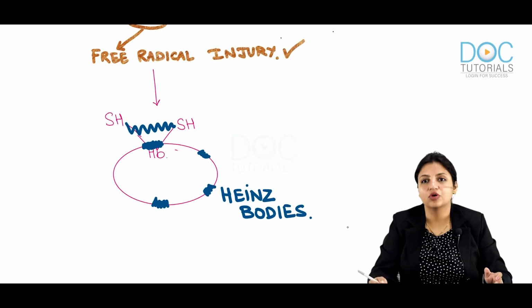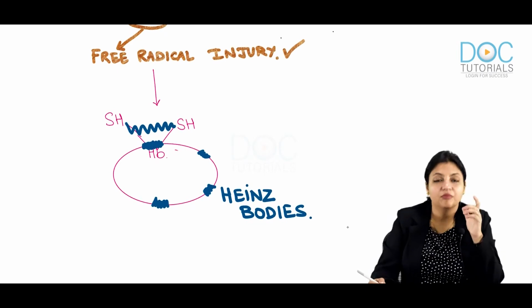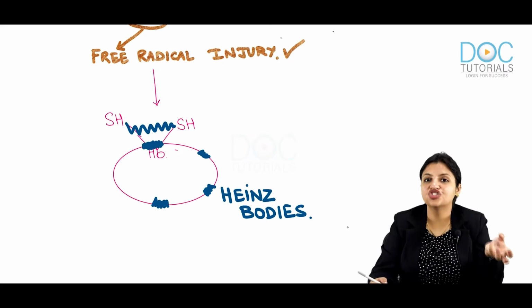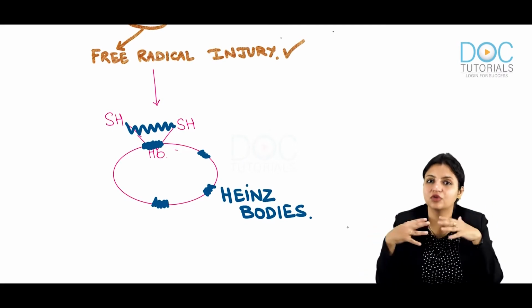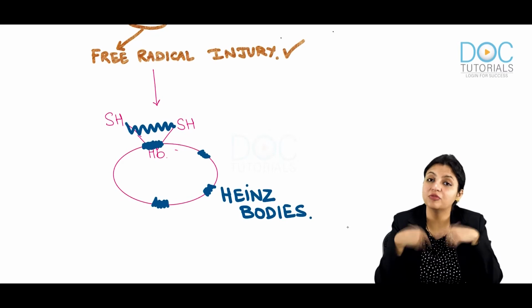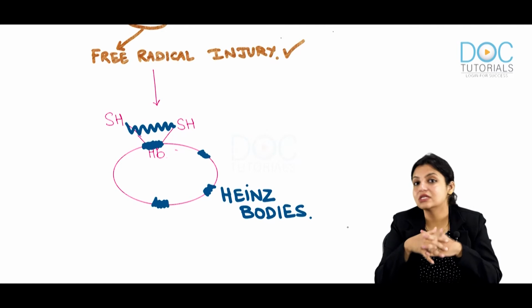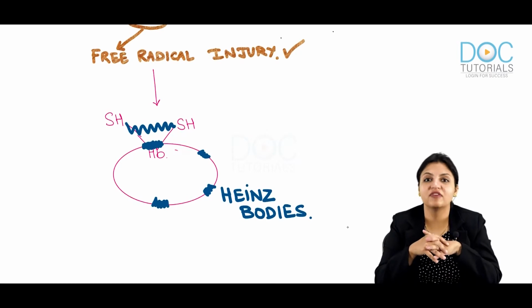So these are called Heinz bodies, but these Heinz bodies are not seen with the naked smear. Neither can you see them on Romanowsky stain. So this is denatured hemoglobin, which has occurred due to cross-linking of sulfhydryl groups, which occurred because there were increased free radicals. So these Heinz bodies are only visible on supravital stains.